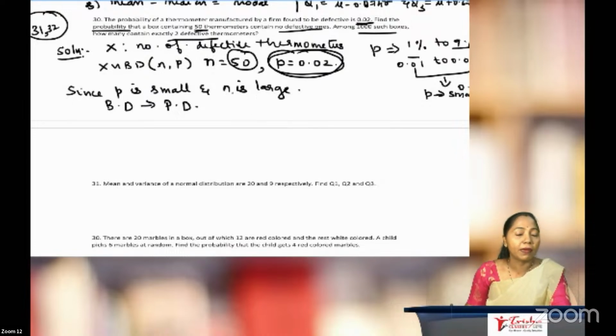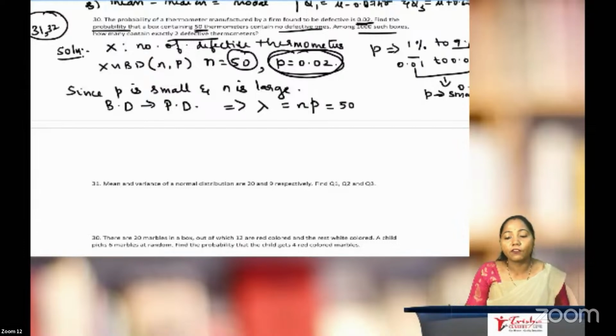And for Poisson, how many parameters do we have? Yes, it is one parameter and it is the average value. Lambda is the mean of Poisson distribution. And what is the mean of binomial distribution? The mean of binomial distribution is np. So lambda is equated to np, because when we convert binomial to Poisson, we need lambda, the parametric value, which is taken as n into p.